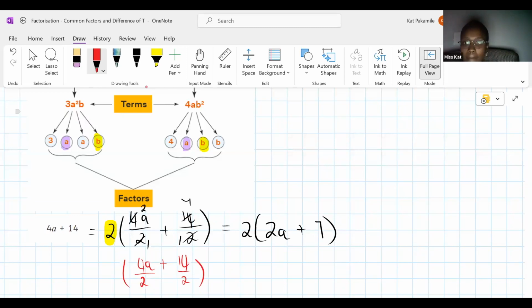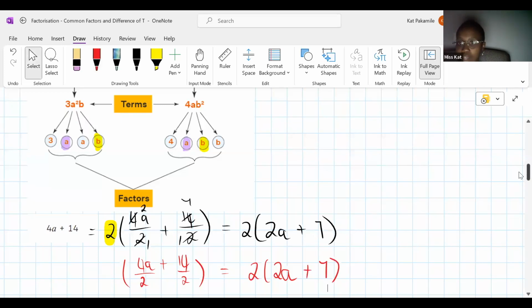Yes, ma'am. And then you just divide. So you have 4a divided by 2. What is 4 divided by 2? 2. And then there was an a there. Do you see? Yes. There we go. And then there was a plus, and then you have 14 divided by 2. And how much is that? 7. You see where we got our answer now?